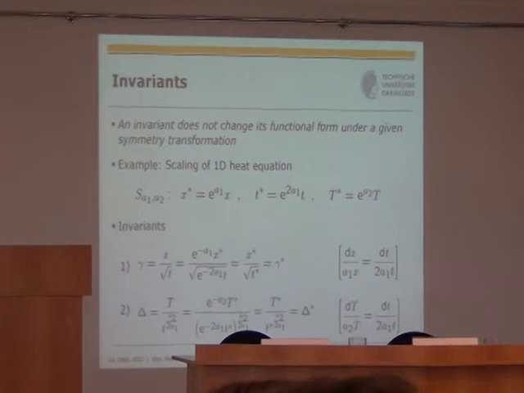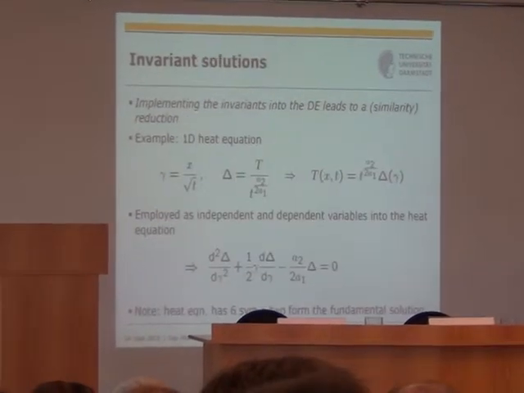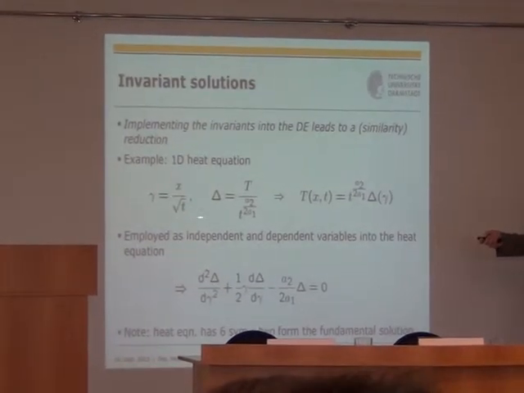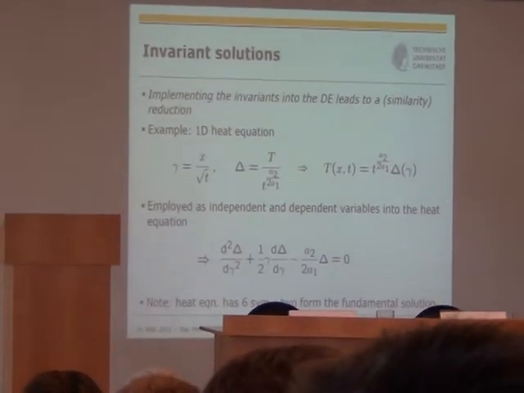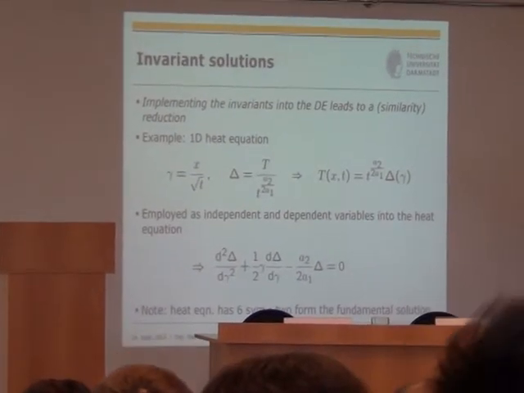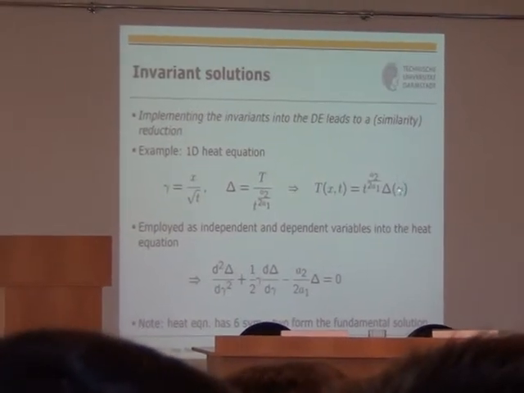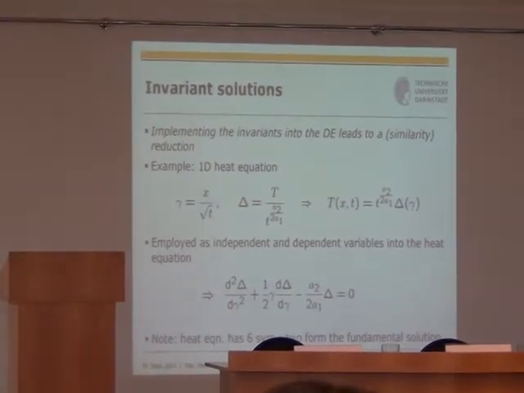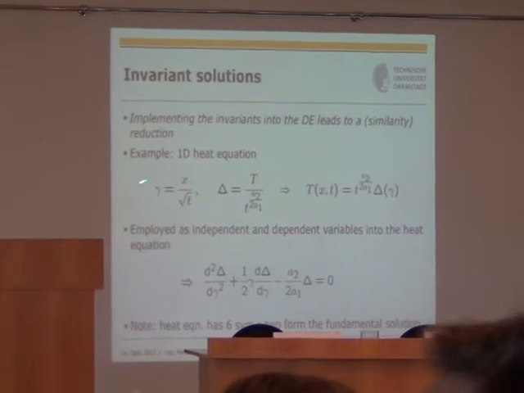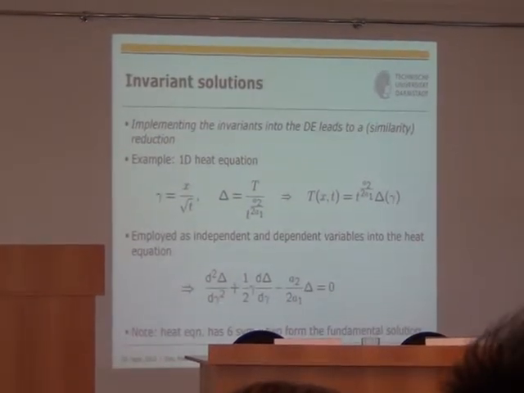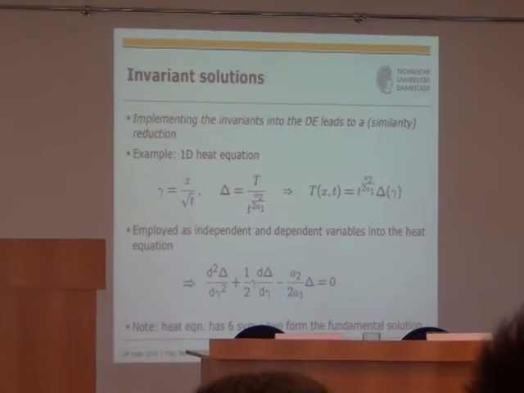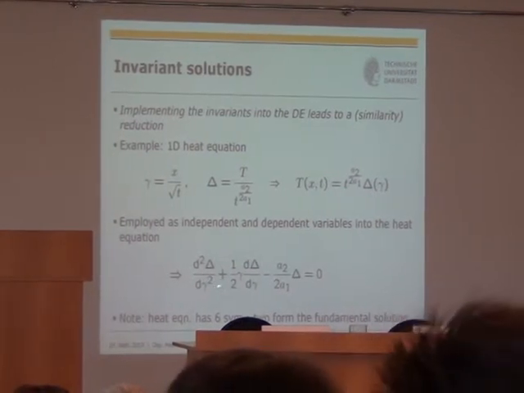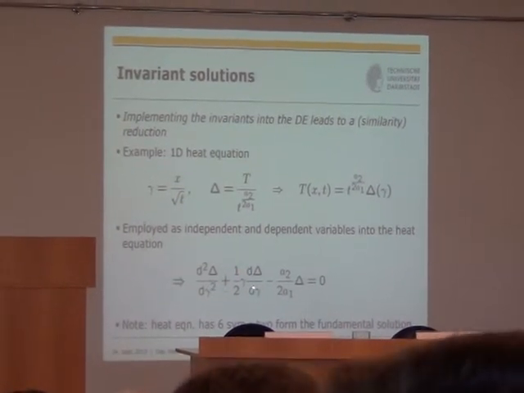And this is, well, again, it looks like a game, but it has a very important consequence. If we now go and say, well, let's take gamma and delta to be new independent and dependent variables of the system. So we say gamma is now the independent variable, and delta is our new dependent variable, and it only depends on gamma. Now we do this, so we take that, put it back in the heat equation, and we find something very strange. We find that the heat equation reduces to an ODE. So this equation only has one independent variable, that is gamma.